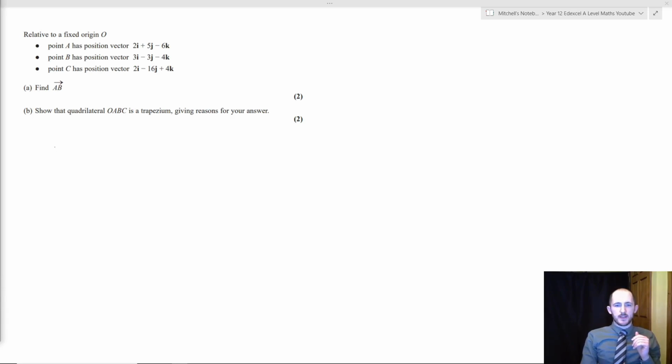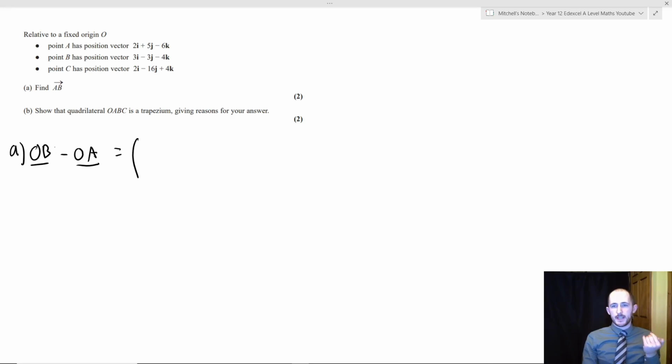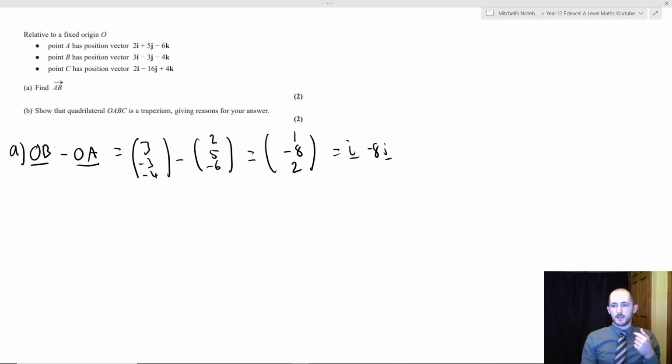So again, with AB, nice and easy, you're taking the position vector of B, right, so OB, and you're taking away OA. Okay, so again, we can use this in a column notation or the IJK notation. Either way, it's completely and utterly fine. So 3 minus 4 minus 2, 5 minus 6. 3 minus 2 gives me 1. Minus 3 minus 5 gives me minus 8. Minus 4 minus 6 would give me 2. Or, again, you can write that as i minus 8j plus 2k.